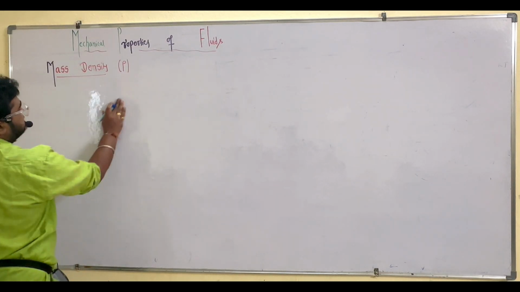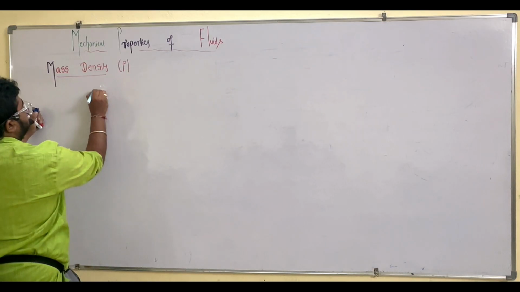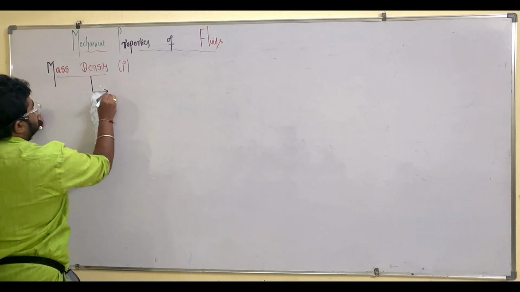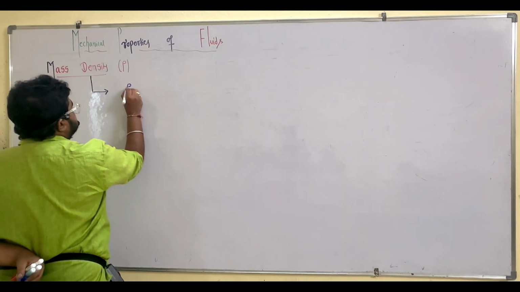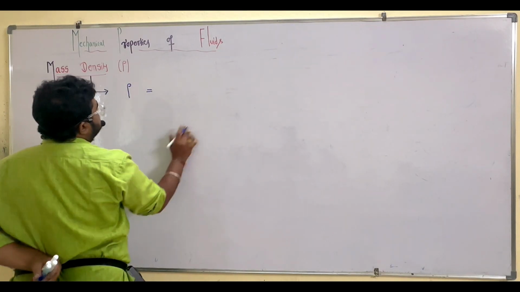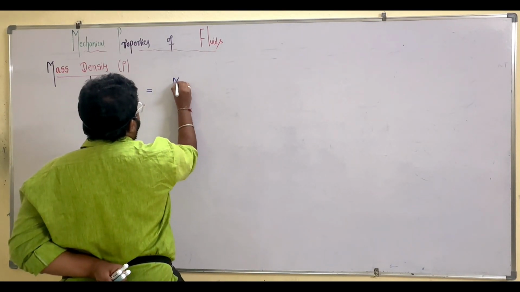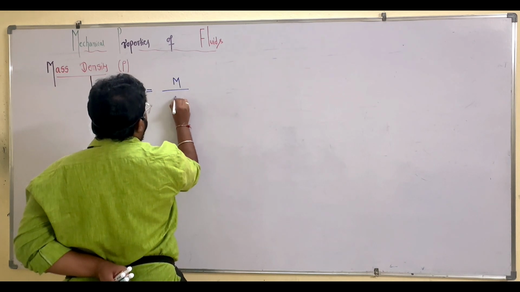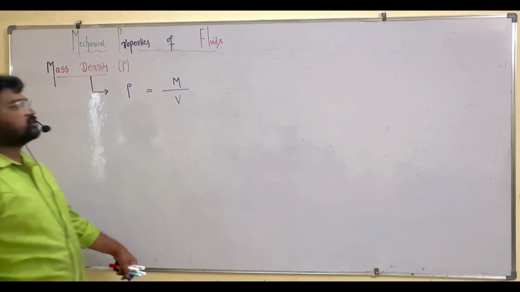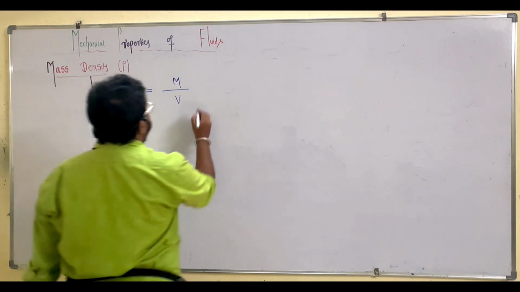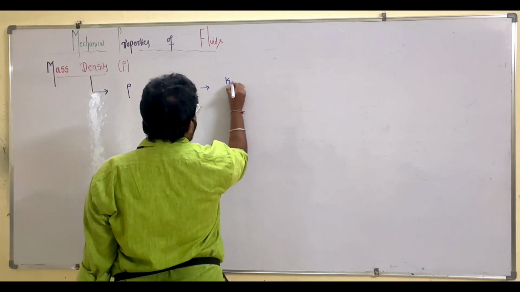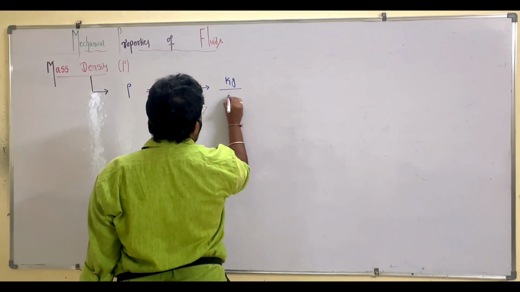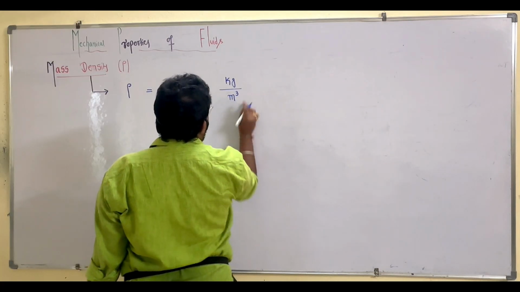Okay. Mass density can be defined as the mass of the fluid by volume of the fluid. So what is the unit of it? Kg per meter cube.